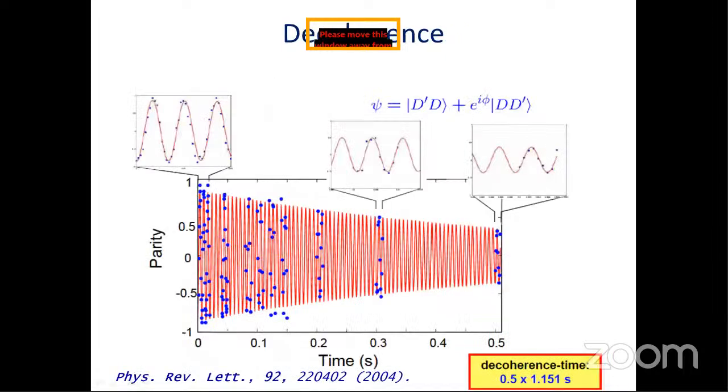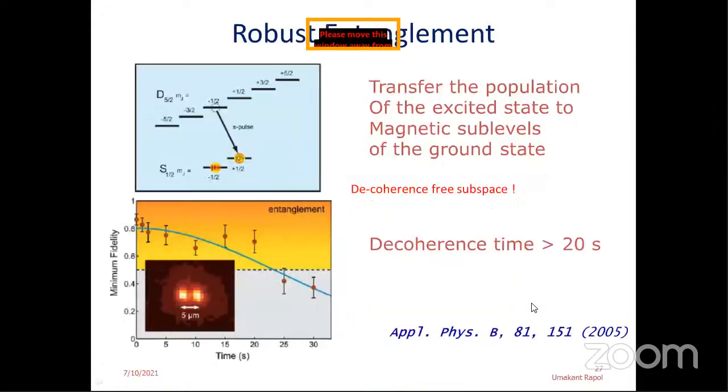Now one can actually look at the decoherence of this entangled state by looking at what is called the parity. Parity is this sign here. So this one oscillates with time. You create such a state and look for the oscillation signal, which is the parity signal. And then you see that it decays over time. In this case, the data is up to say 0.5, half a second. And then you measure the decoherence time. That's about half a second or so.